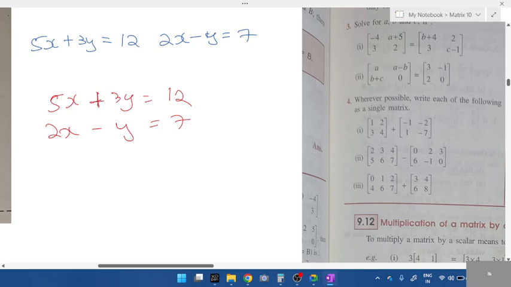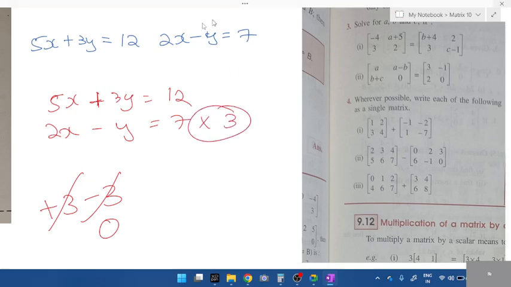Whichever has opposite sign, we'll take that. Y has opposite sign. One has plus, one has minus. Do you think their coefficient is the same, 3 and 3? No. The concept here is if plus 3 is given and I put minus 3, plus 3 minus 3 gets cancelled. This is what we need. So 3 is missing here. Multiply this entire equation by 3. Use elimination method.